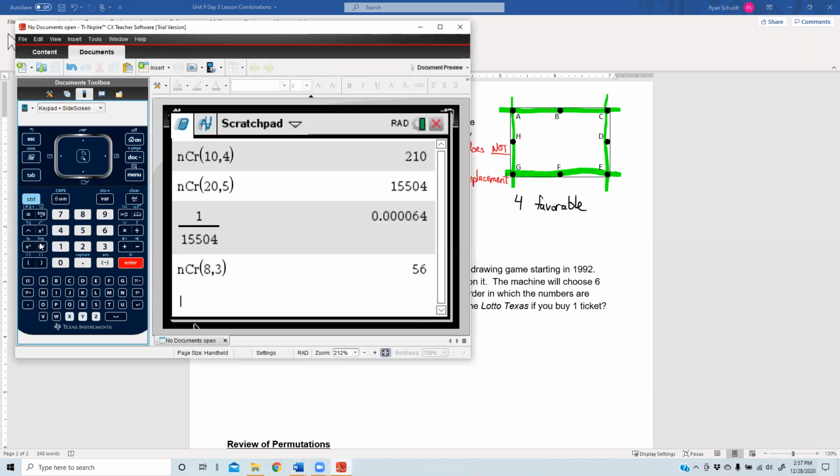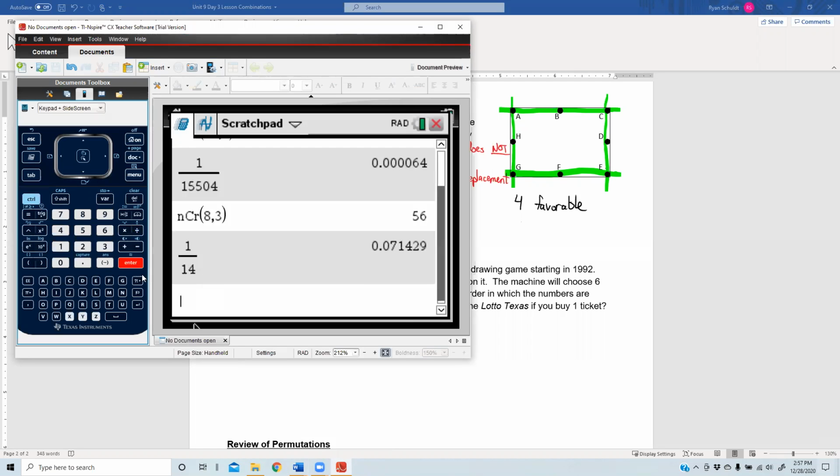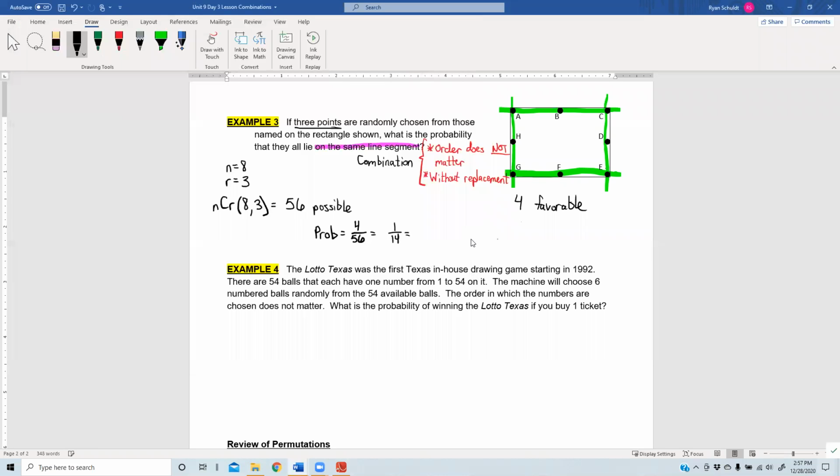Now as a decimal, let's see, 1/14. That's about 0.0714. Let's just go with that. 0.0714, that's our probability. Or, of course, if you want to do it as a percent, you could say 7.14%.